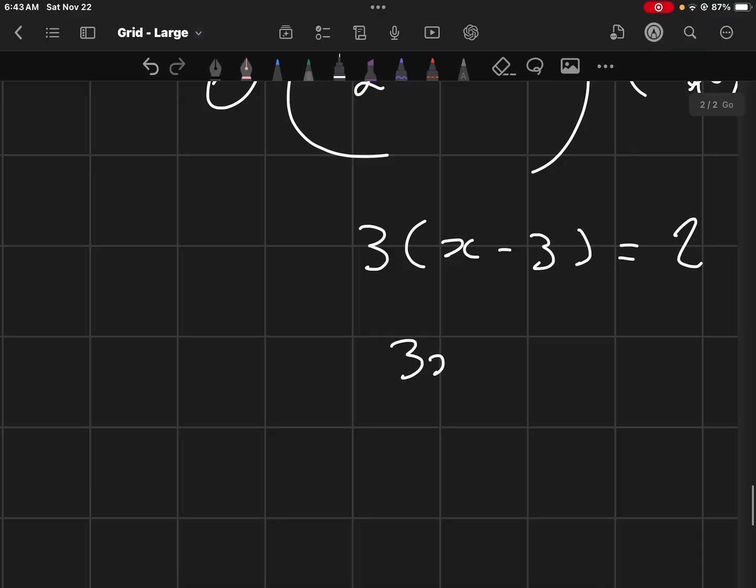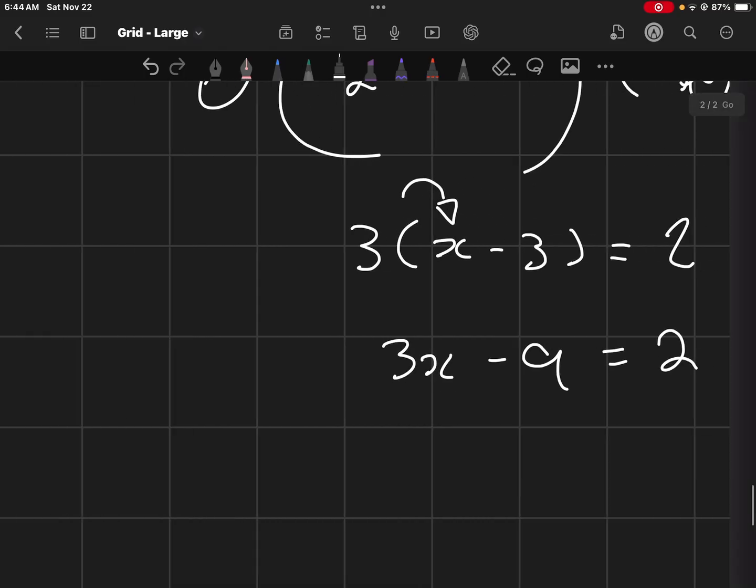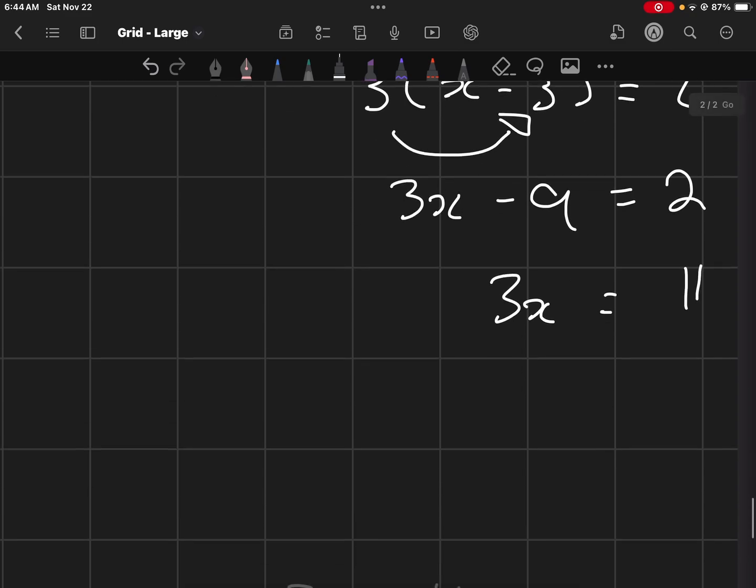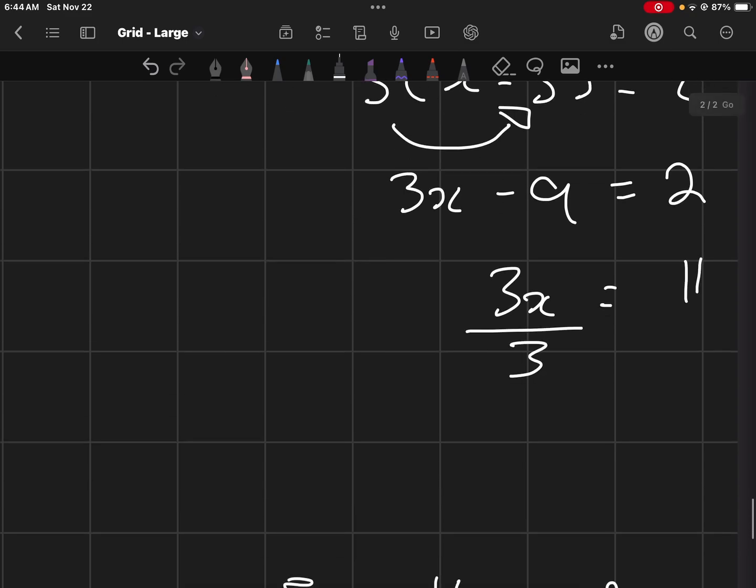Then 3x minus 9 equals 2, because we multiply each of these terms with the other ones, which will eventually get us 3x equals 11. We should then divide everything by 3 to get us 11 over 3.